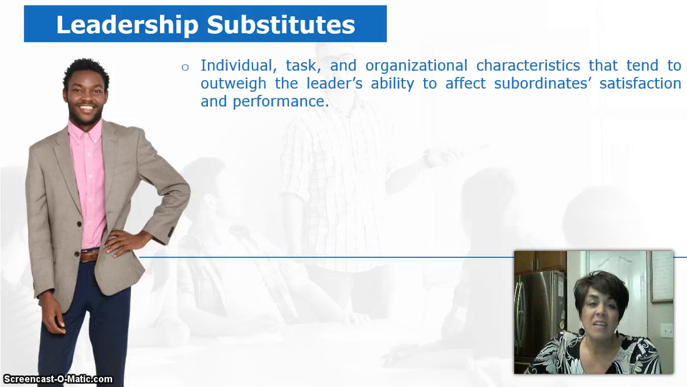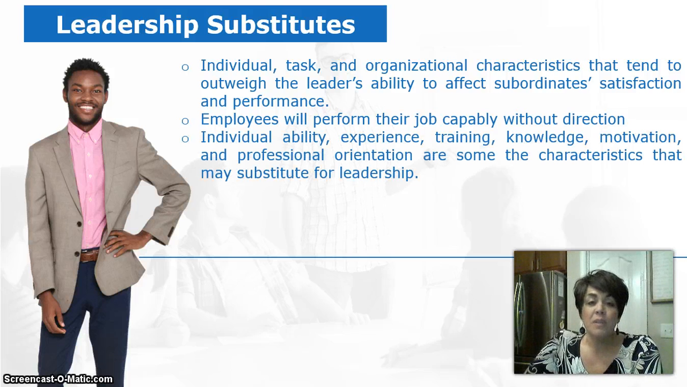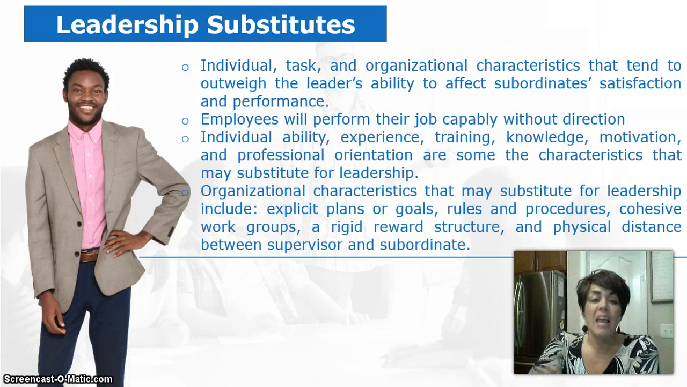Leadership substitutes are individual tasks and organizational characteristics that tend to outweigh the leader's ability to affect subordinates' satisfaction and performance. Employees will perform their job with or without direction. They'll do it capably. Individual ability, experience, training, knowledge, motivation, and professional orientation are some of the characteristics that may substitute for leadership. And organizational characteristics that may substitute for leadership include explicit plans or goals, rules and procedures, cohesive work groups, a rigid reward structure, and physical distance between the supervisor and subordinate.